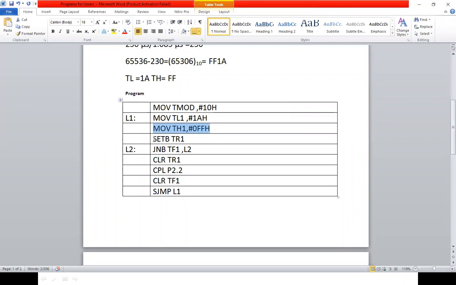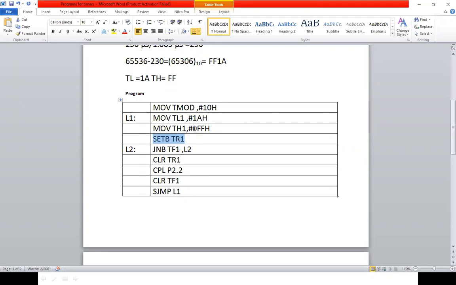After that, you have to set the TR1 bit. After that, JNB means what is the meaning of that? It checks whether the bit is 1 or 0, because in the initial condition TF contains a 0, and it checks whether the bit is 1 or not. If the bit is not 1, it remains in this loop. Delay will be created from 1A to 0F.